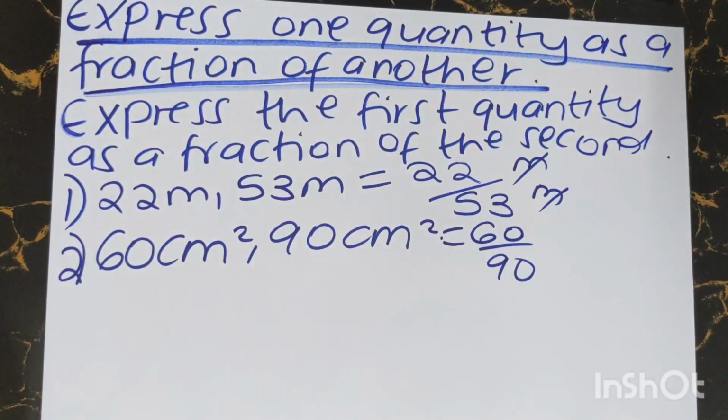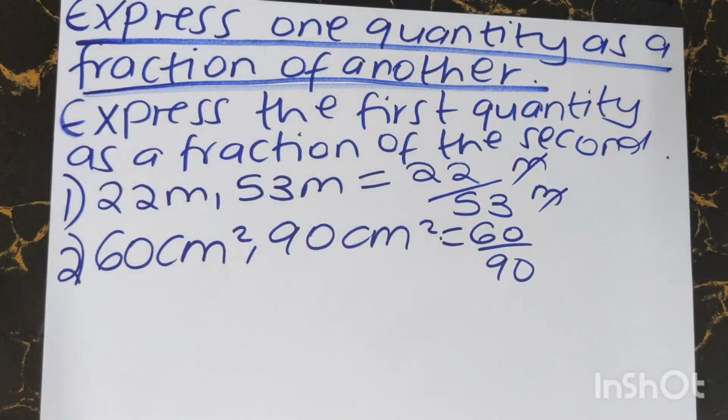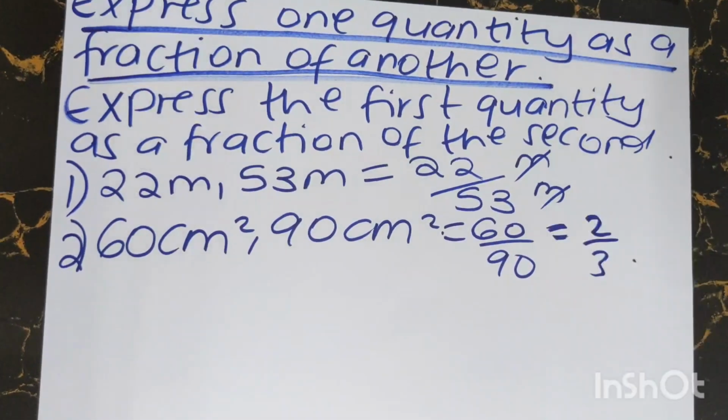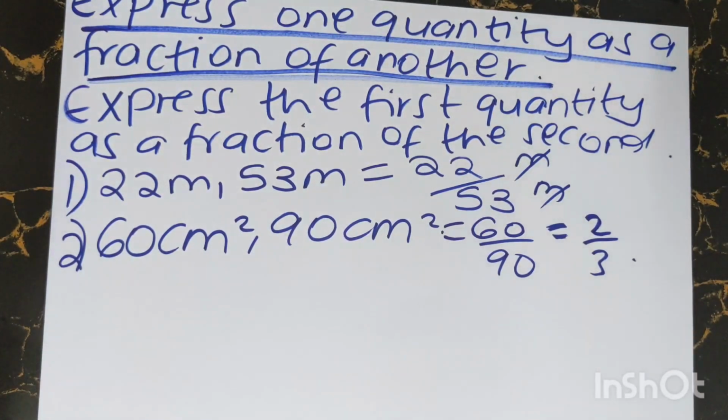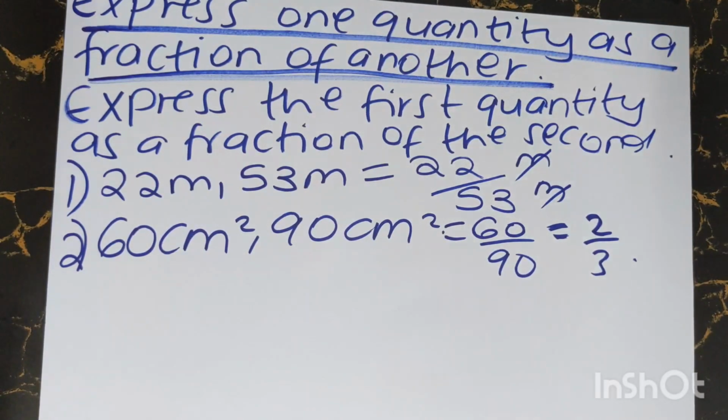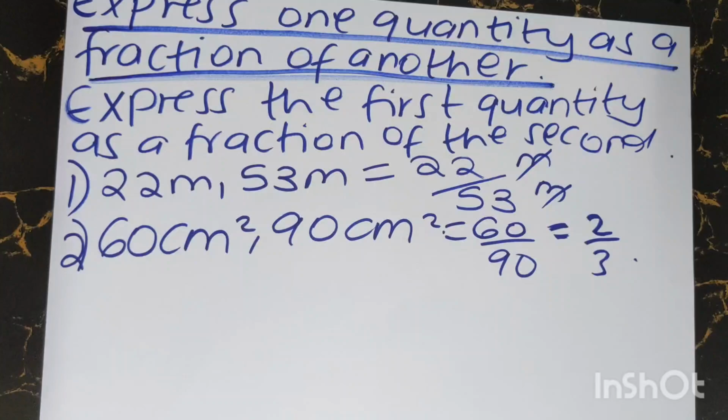And can this fraction be simplified further? Yes, it can. So when you simplify this fraction, you get 2 over 3. So this fraction will be 2 over 3, which is written as 2/3. Okay, so the topic on writing fractions as words is in the playlist on fractions that I will leave in the description box below.